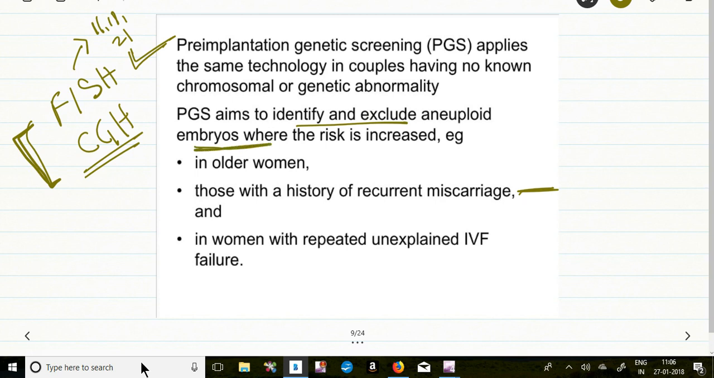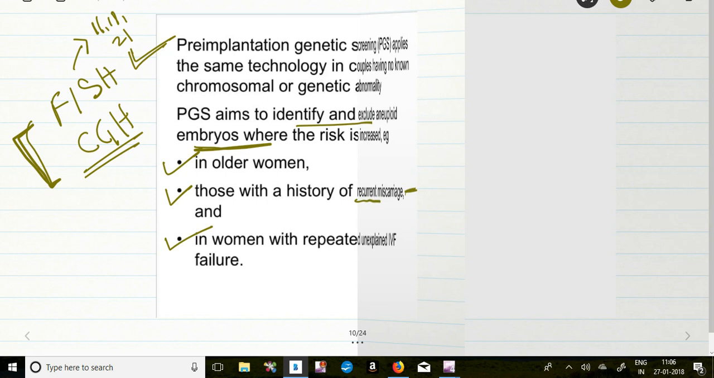PGS aims to identify and exclude aneuploid embryos in couples who are at increased risk of having aneuploid babies. Like in older women, those with history of recurrent miscarriage. Now here, there's a history of RPL, but there's no proven reciprocal or Robertsonian balanced translocation. And then in women with repeated unexplained IVF failures, you do PGS. So when you're not looking for a particular genetic abnormality.